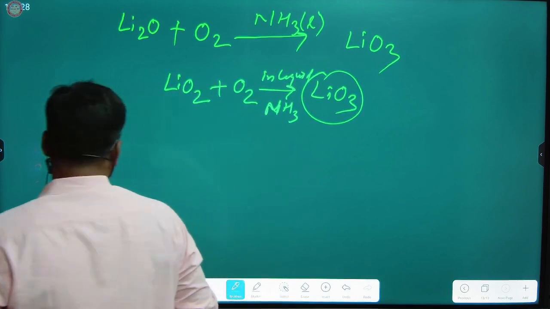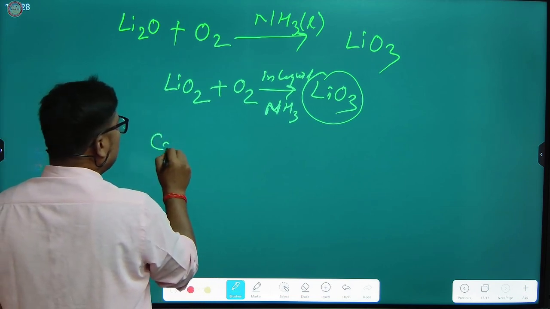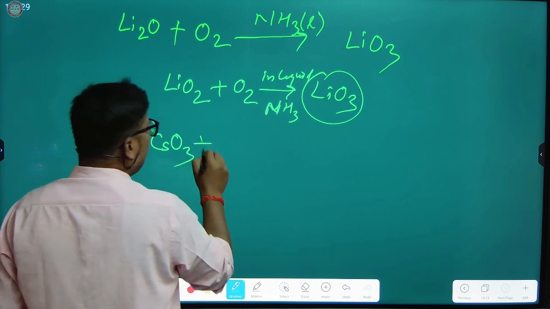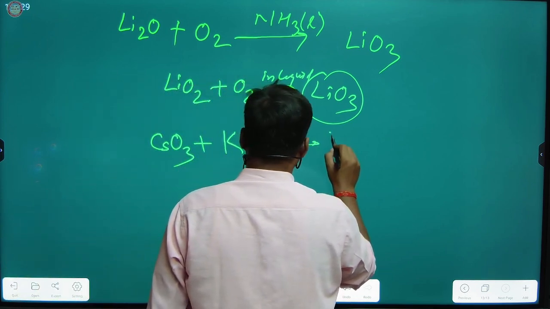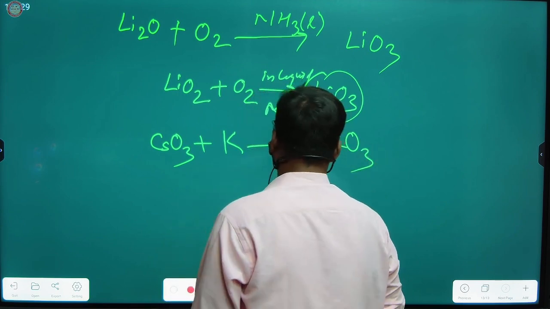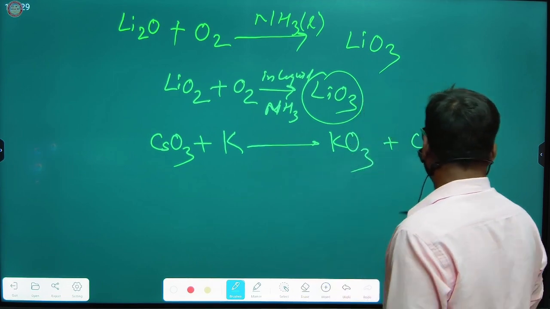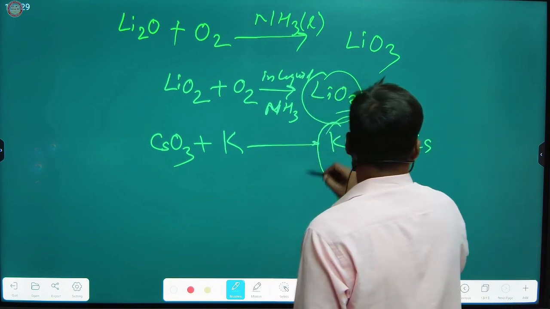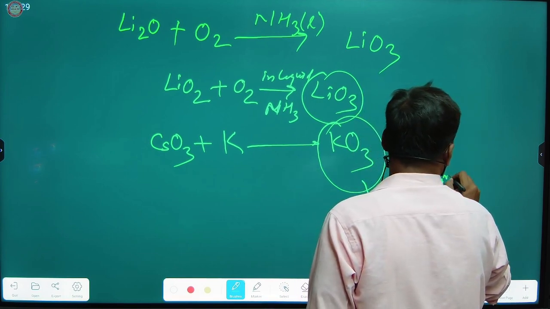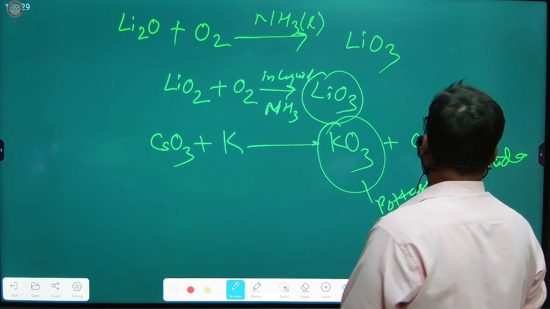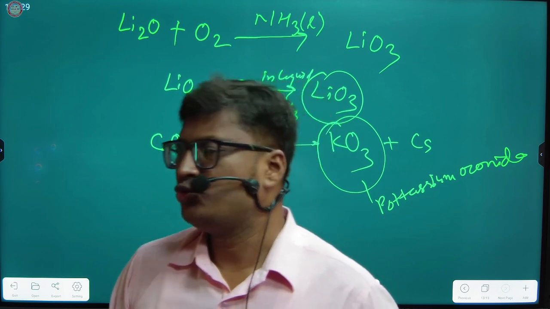Or it can be prepared by an ion exchange reaction. Suppose we have cesium ozonide. If it reacts with potassium in liquid ammonia, then it forms KO3 and cesium outside the sphere. So this is potassium ozonide. All alkali metals of group 1 can form ozonides.